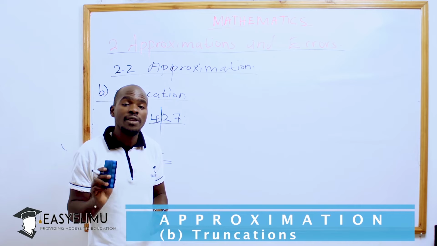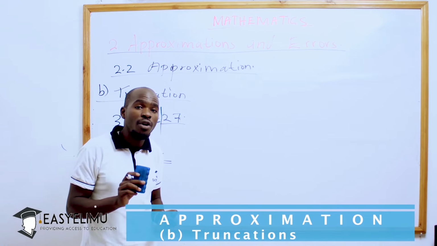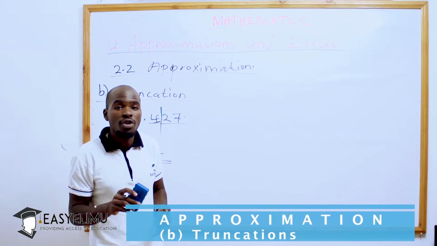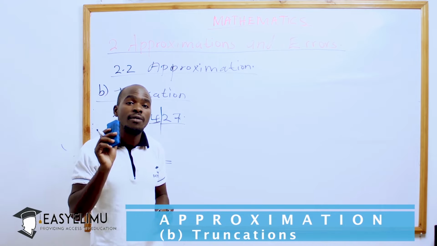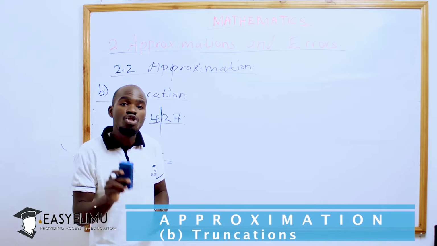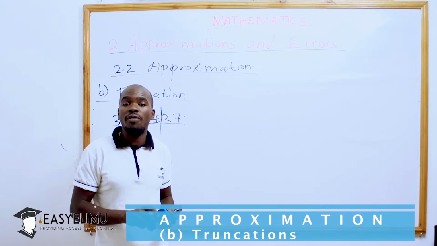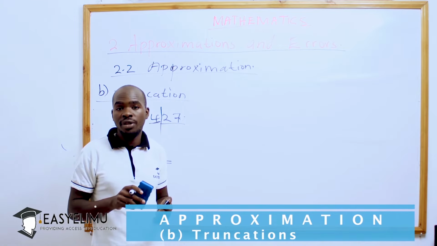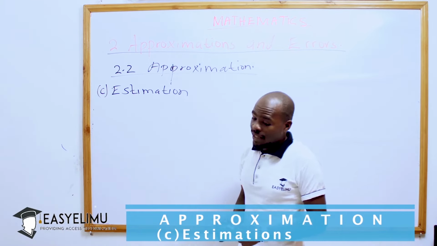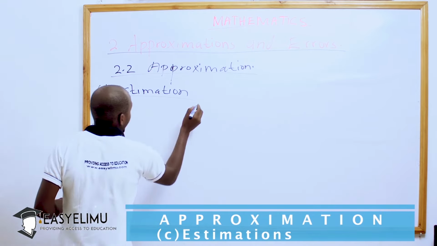But if the next number is from 0 to 4, you don't round off. If it is from 5 to 9, you don't even round off. You just cut off and the rest of the numbers are ignored. Let's check how we may find estimations under this approximation.